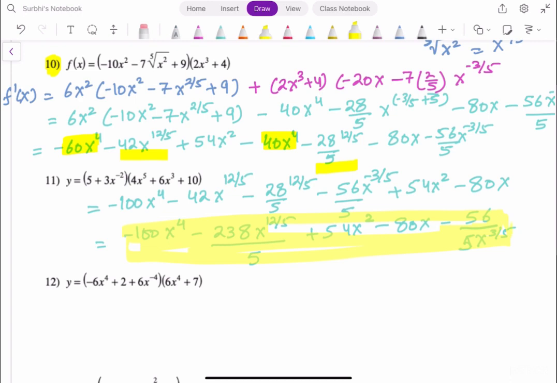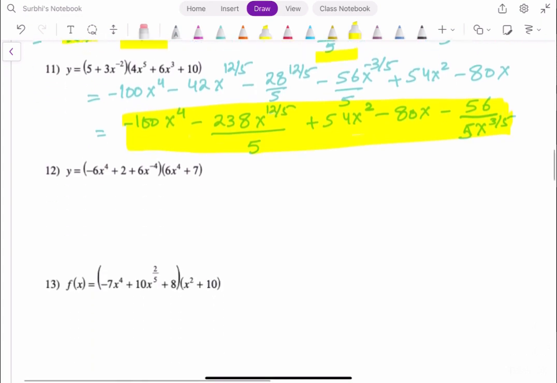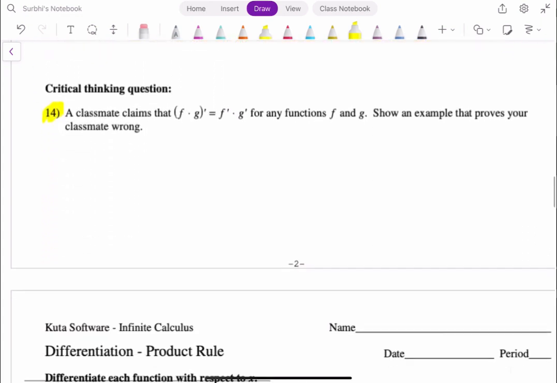Question number 10 is a little bit more complex. So go slow, write everything minutely, and keep checking your work. If you write your work neatly and precisely, it is easier to check.